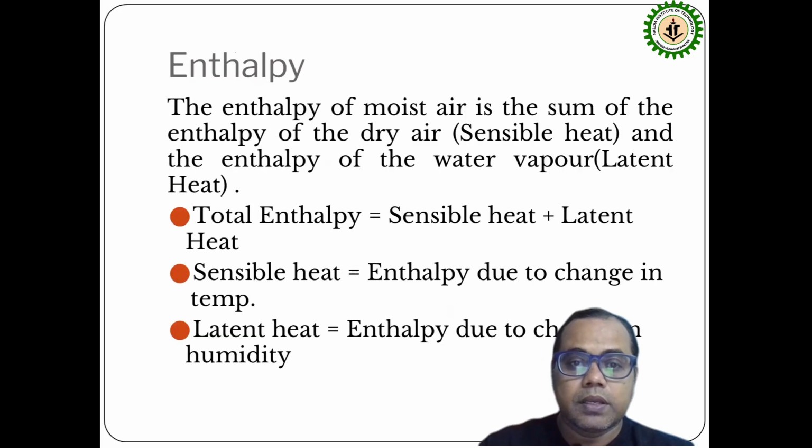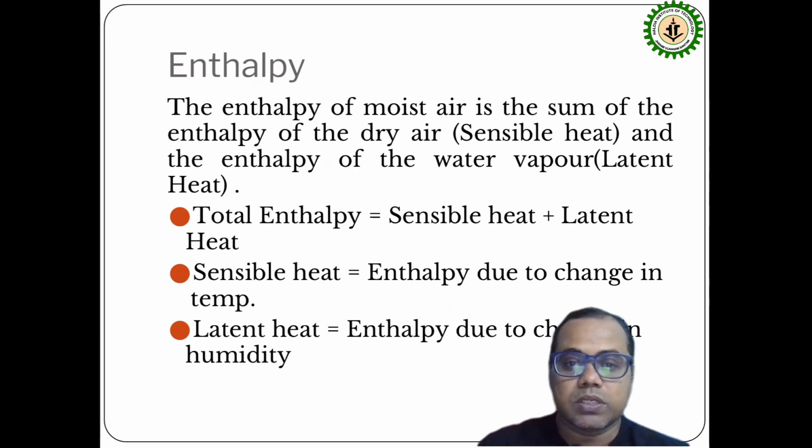relative humidity, and enthalpy. The enthalpy of the moist air is the sum of the enthalpy of dry air and the enthalpy of the water vapor. Enthalpy of the dry air means sensible heat, and enthalpy of the water vapor means latent heat. Now, total enthalpy is the sensible heat plus the latent heat.